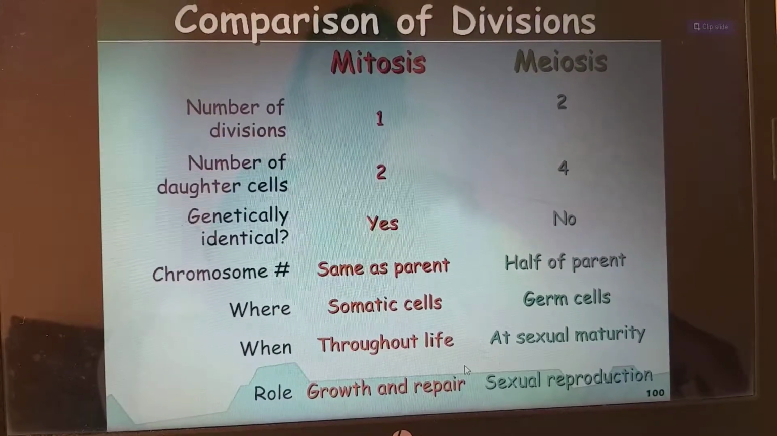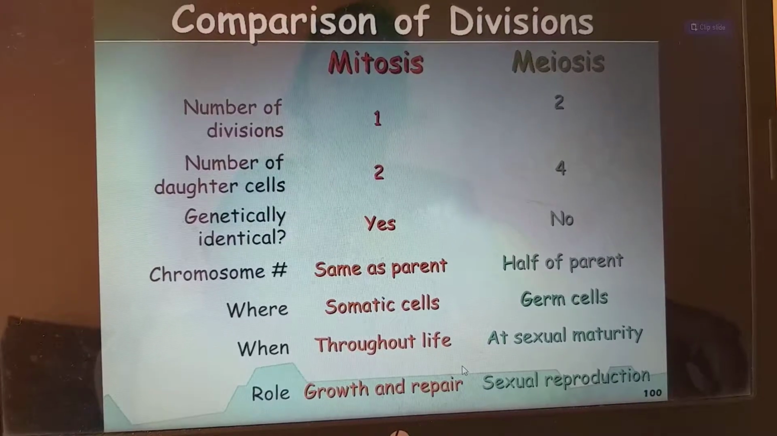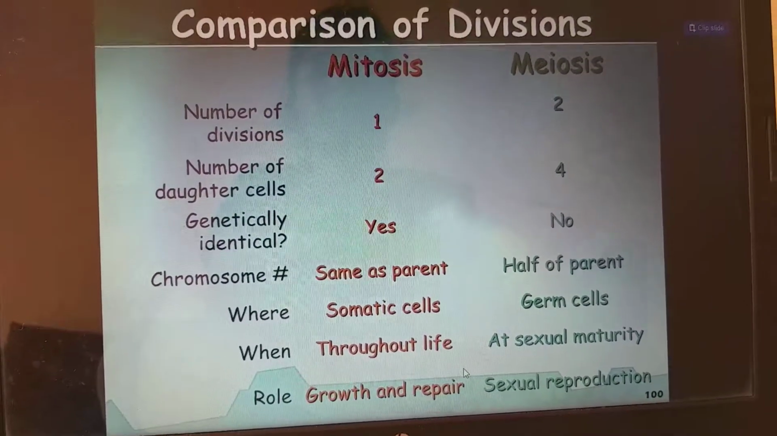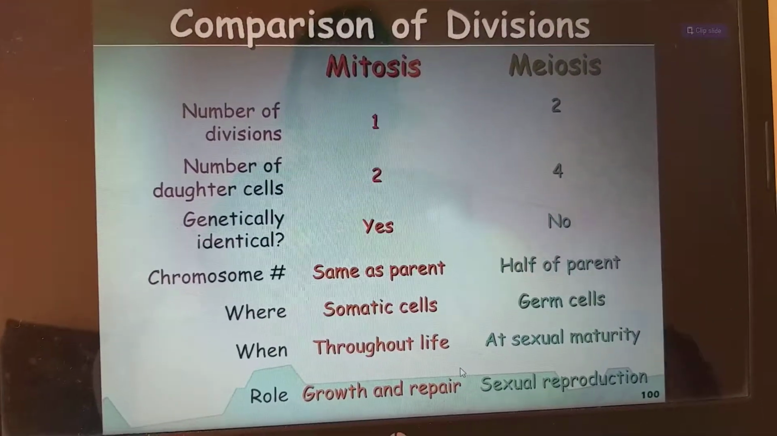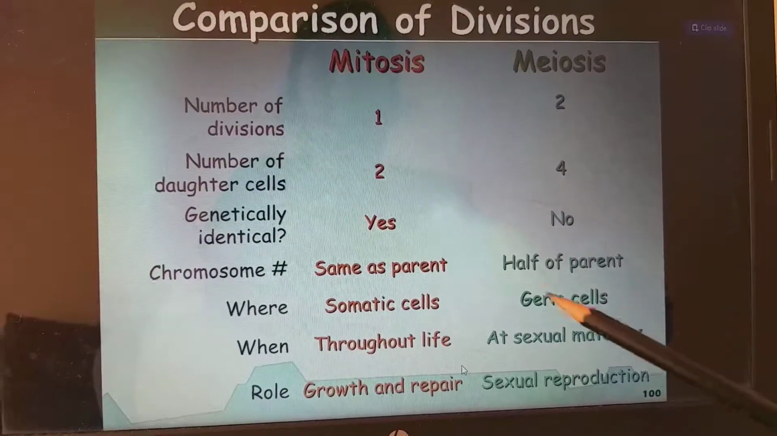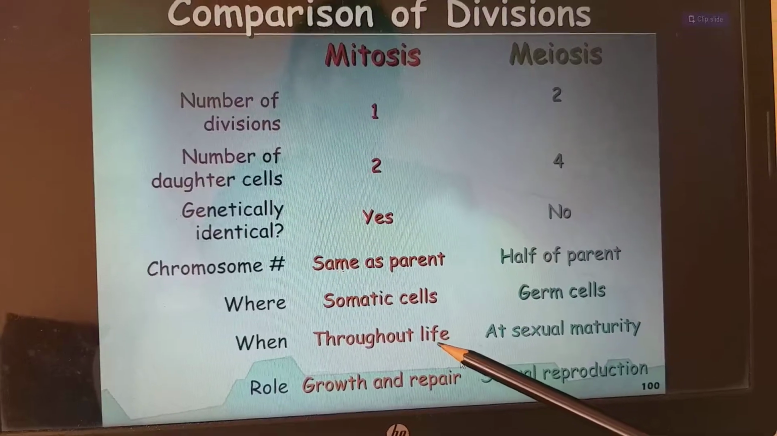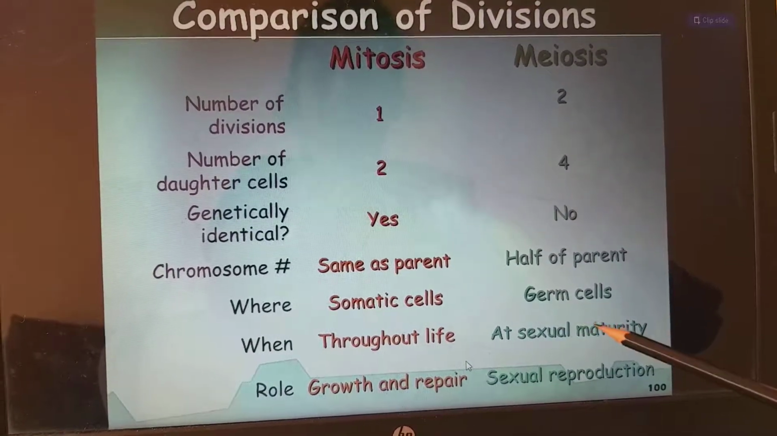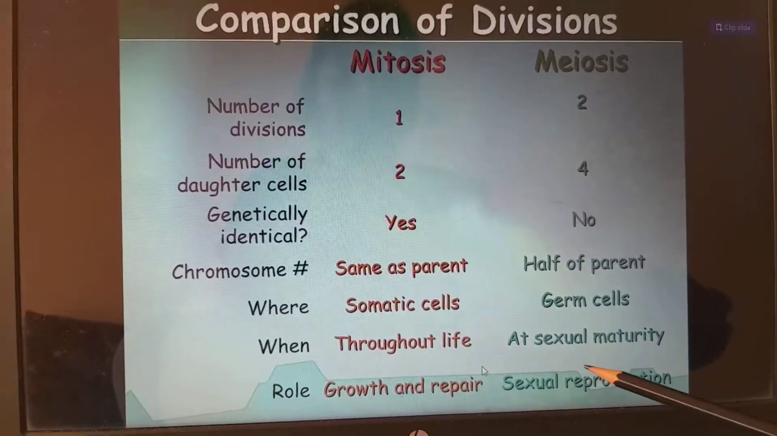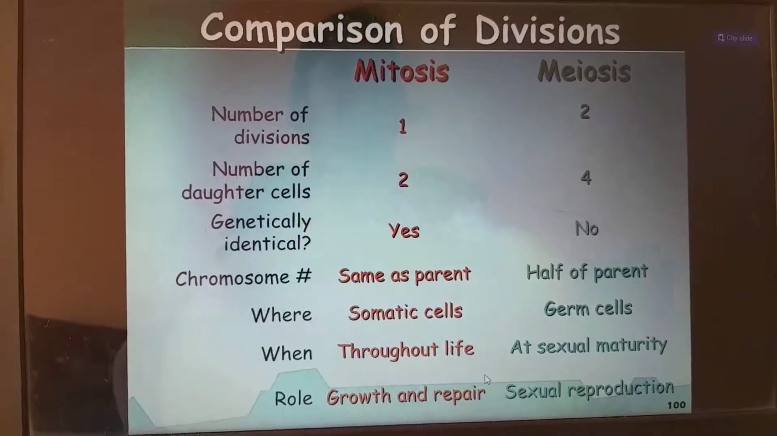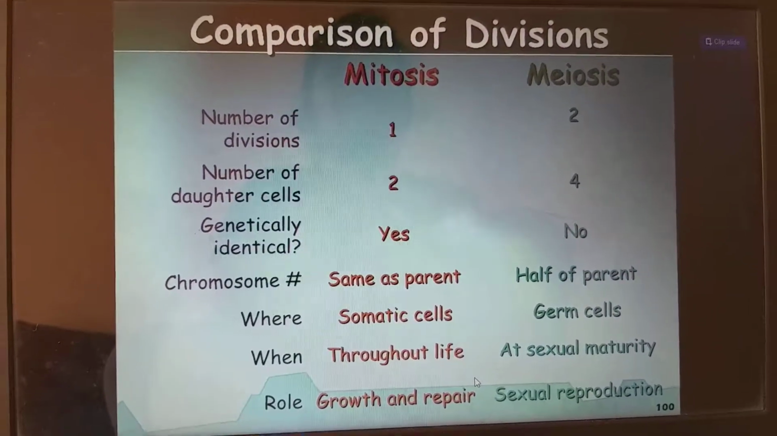Because of the crossing over which happens in prophase 1 of meiosis 1. Chromosomes, same as parent in mitosis. Chromosomes, half of the parent in meiosis. Mitosis happens in the somatic cells, meiosis happens in the germ cells. Mitosis happens throughout life. Meiosis happens during sexual maturity. Mitosis has a role in growth and repair. Here it is sexual reproduction. So this is all about mitosis, meiosis and their differentiation.